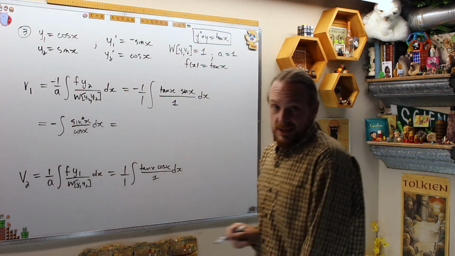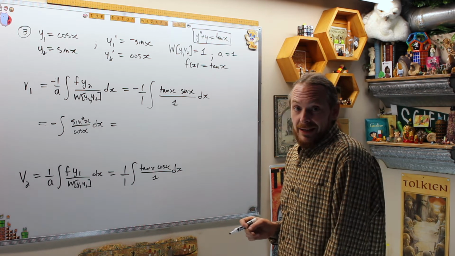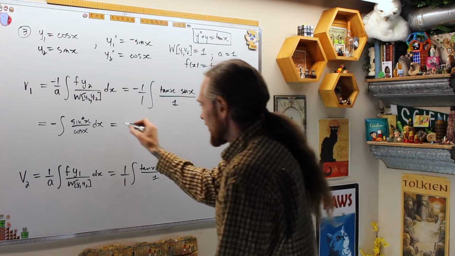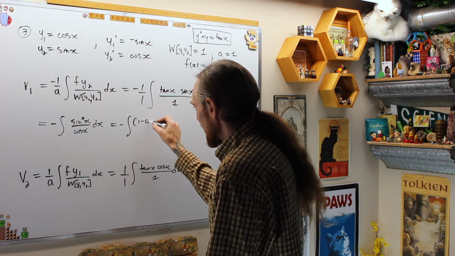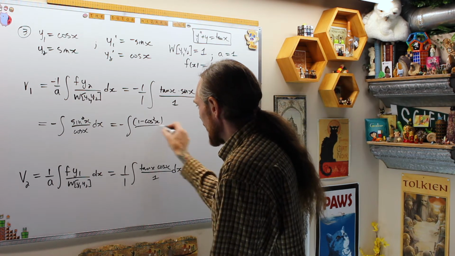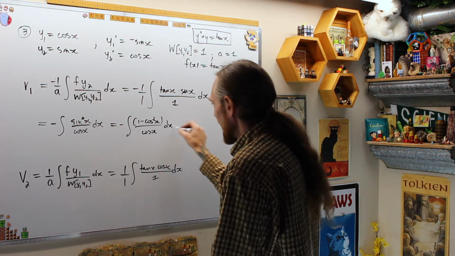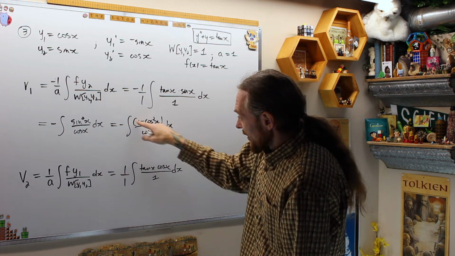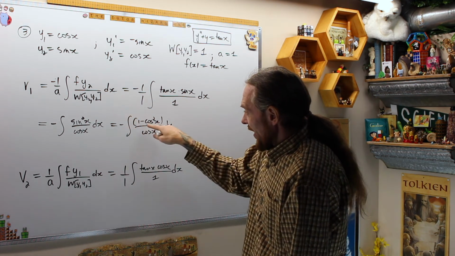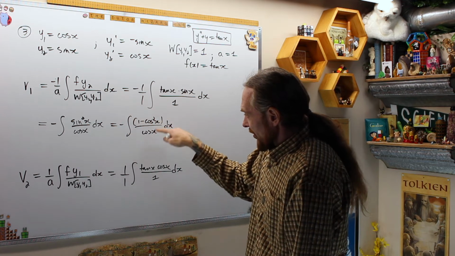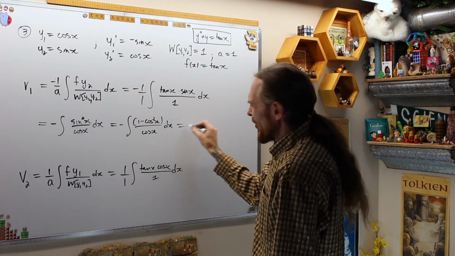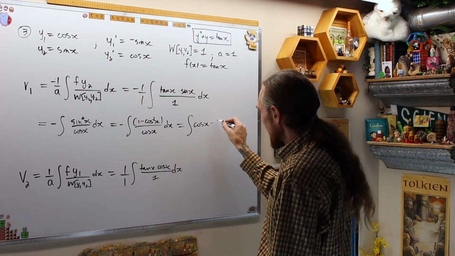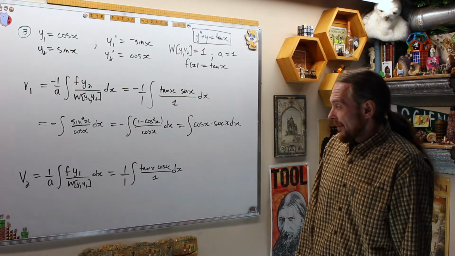Therefore, when you're stuck with sine squared, use the Pythagorean identity. Sine squared is 1 minus cos squared. This is negative the integral of 1 minus cos squared x over cos x dx. I'm going to distribute the negative in and then simplify this. This is secant negative and positive cos squared over cos is cos. You get cos x minus secant x dx when I simplify.